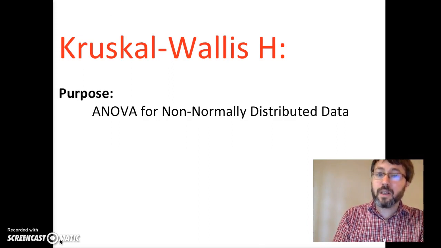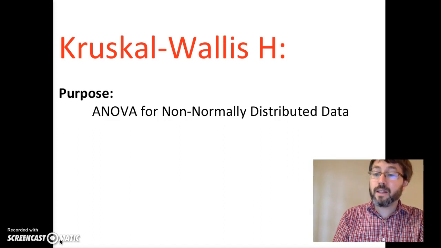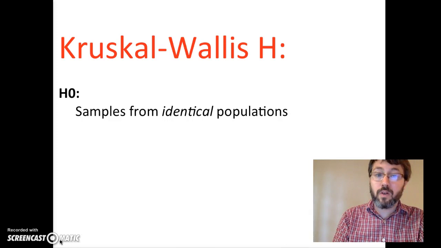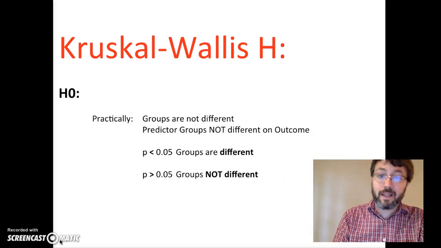Again, its purpose is to test difference in groups that are not normally distributed, and it's the sister test to the one-way ANOVA. The null hypothesis is that the samples in each group are from identical populations. So it's not exactly the same null hypothesis as the ANOVA, but it's analogous. Practically, the null hypothesis is testing if the groups are not different. And so it says that the predictor groups are not different on the particular outcome.